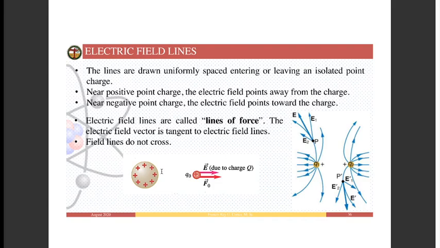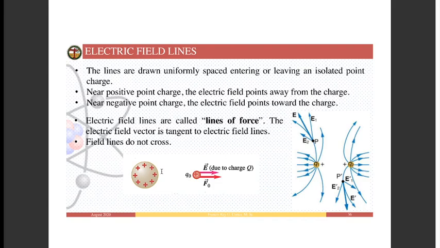Next, electric field lines are called lines of force. So, the electric field vector is tangent to the electric field line. What do you mean by this? Again, I told you that your electric field is proportional to your electric force, right? So, they are in the same line of interaction.